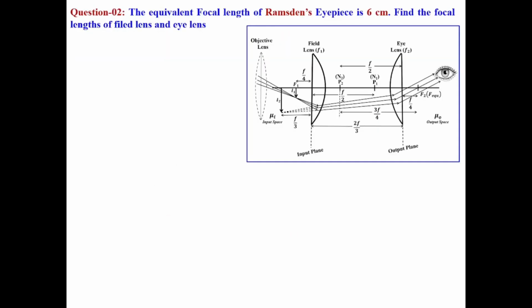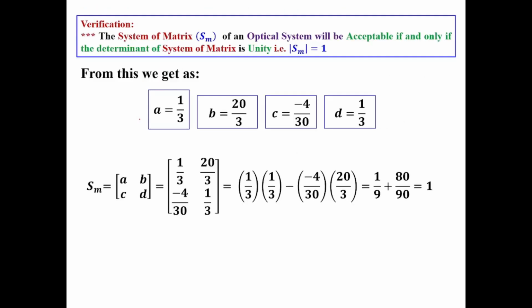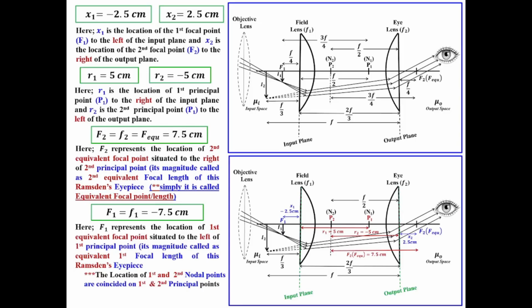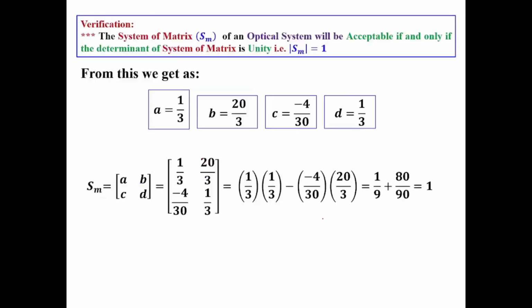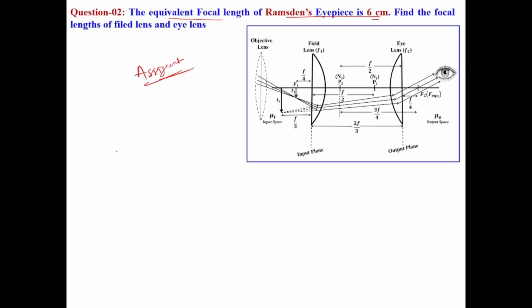Okay, now I have given this question for your assignment. This is a very simple question. You just do it by yourself. Equivalent focal length of Ramsden eyepiece is given as 6 centimeters. Here the equivalent focal length in general is 3f by 4, given as 6 centimeter. Find the focal lengths of field lens and eye lens.